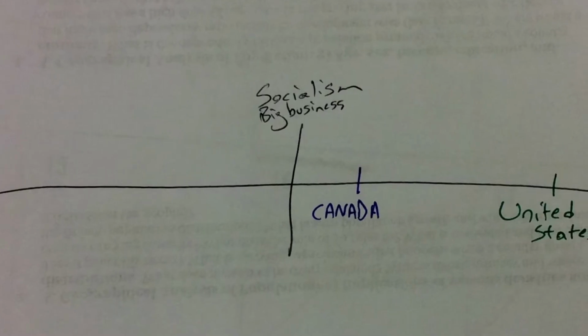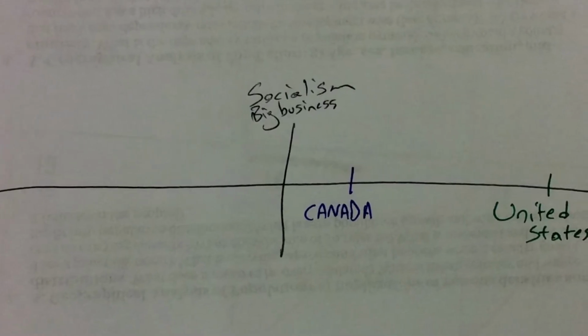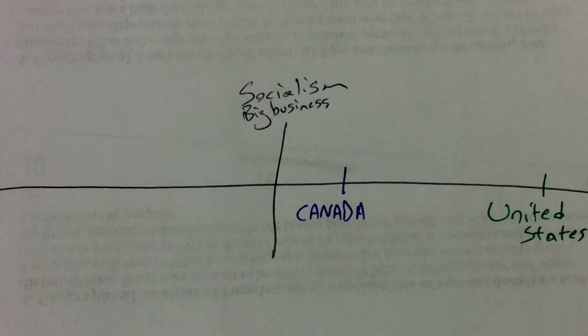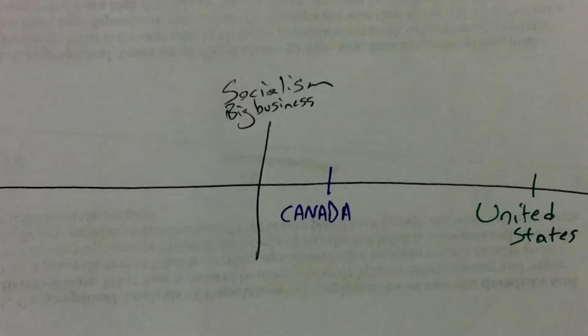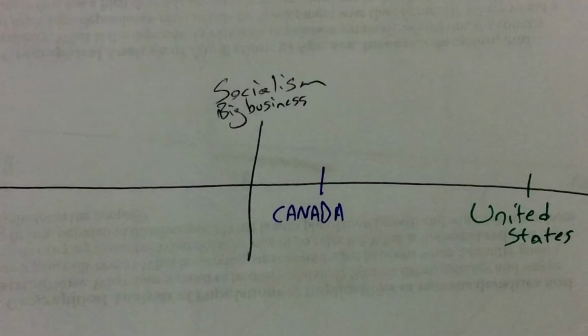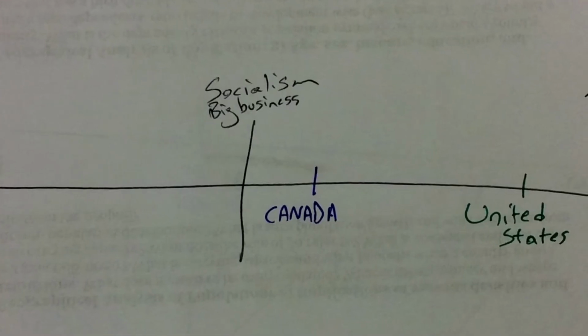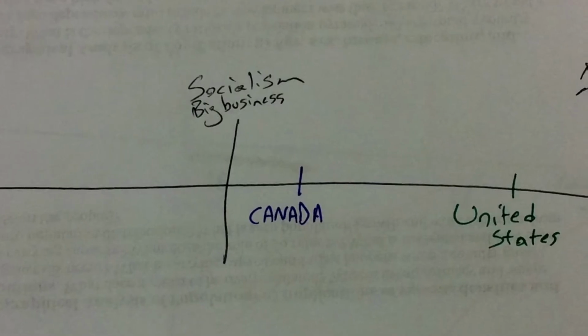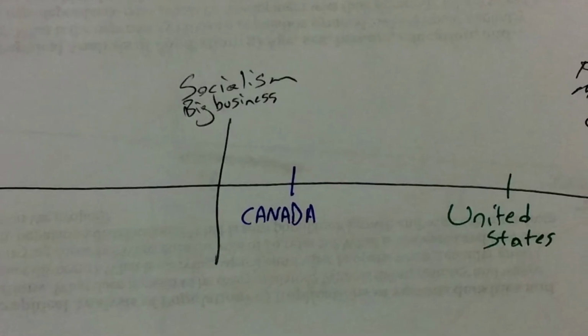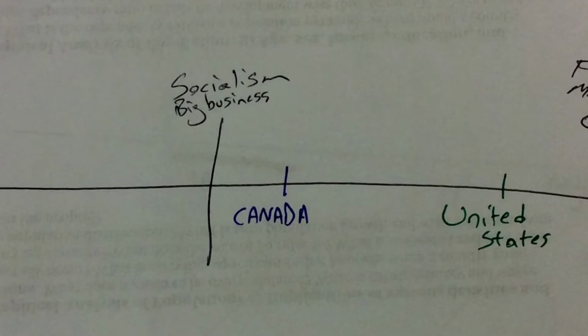Far left, you always have command, 100% government control. Far right, you always have free enterprise or free market, 0% government control. Right there in the middle, you always have socialism, where the government controls big business and people can control small business, but when things get too big, the government takes over and controls it.